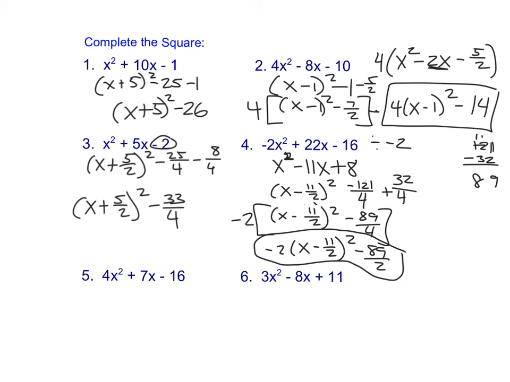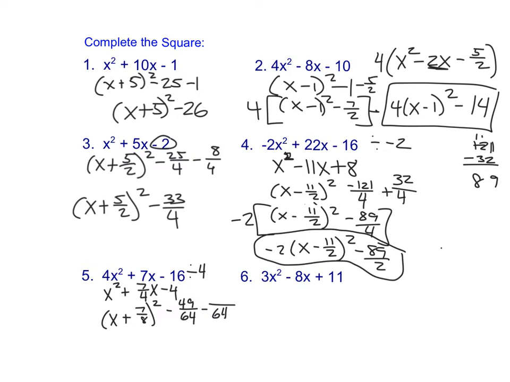All right, so now we're going to get down to the gross ones. So when I divide by 4, I've got x squared plus 7 over 4 x minus 4. That's x plus 7 over 8. Half of 7 over 4, 7 over 8 squared, minus, I have to square the 7 over 8. I get 49 over 64. Minus 4, needs a common denominator.